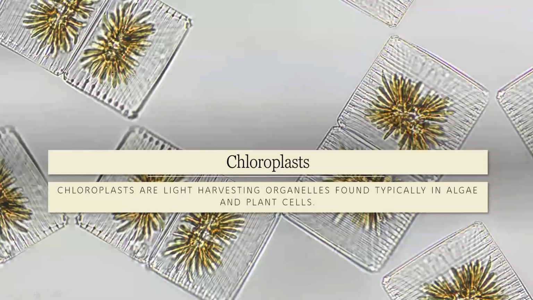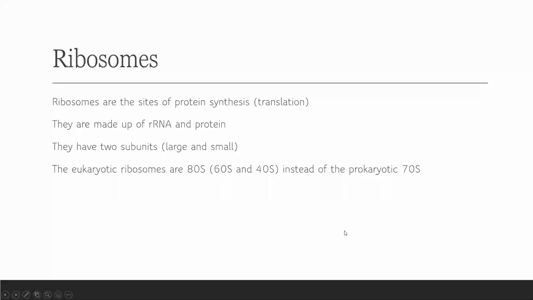Chloroplasts are the light-harvesting organelles that would be found in algae or plants. We're not going to focus a lot on them because they're not in the majority of microscopic organisms, but it is important to note that you would find these membrane-bound organelles if it's a photosynthetic organism.